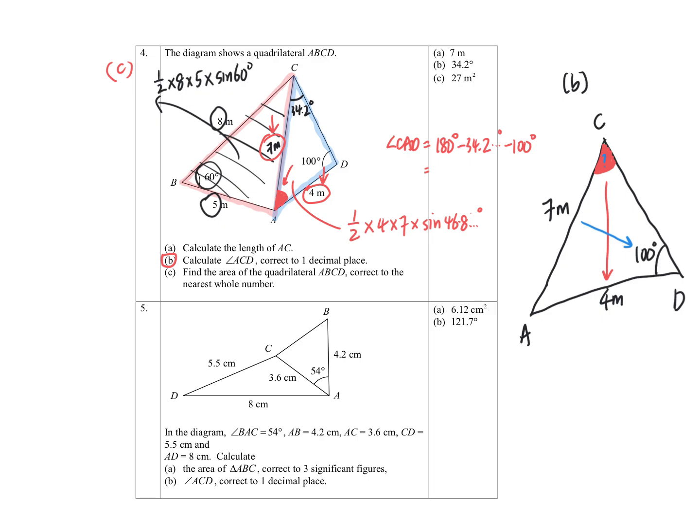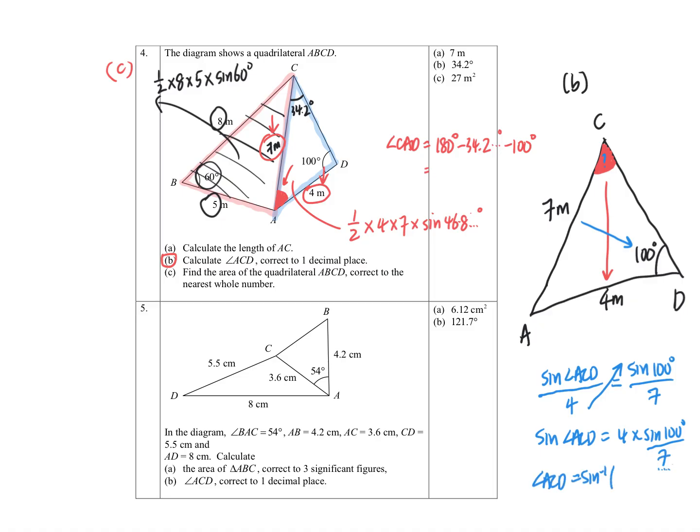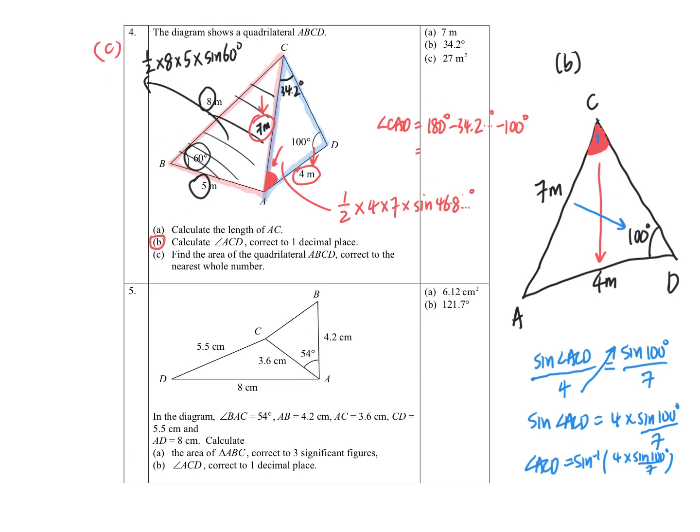So to find this angle, I will do sine of angle ACD over 4, one pair. The other one is sine of 100 degrees over 7. So go and do a cross multiplication. Okay, then you get the answer. Should be your 34.2 to 1 dp. Okay, using sine rule.